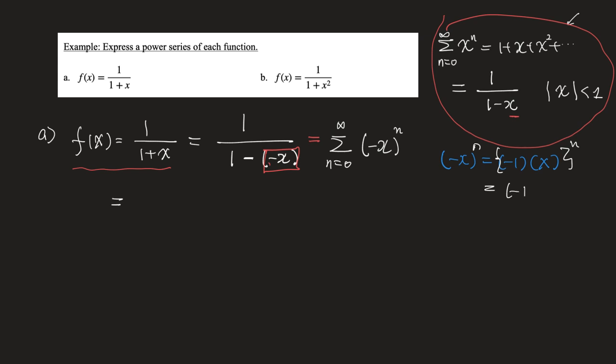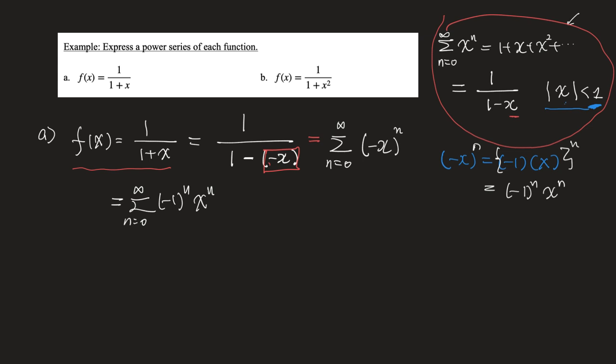Distribute the power negative 1 to the n and x to the n. So we have a new summation n equals 0 to infinity series, right? So that's how you find the power series. Another important thing is the radius of convergence, which is 1. We're not going to change it.